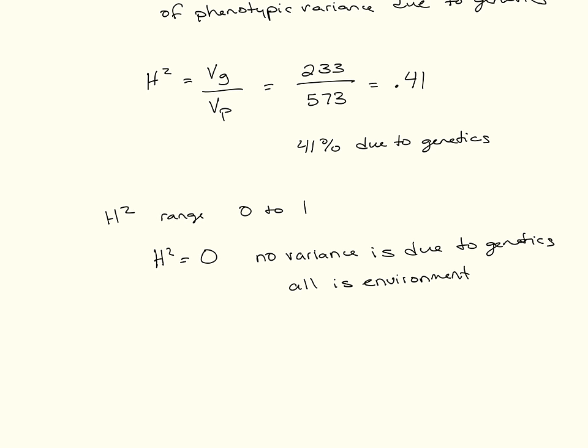And then conversely, if H2 is equal to 1, that means that all of the variance is due to genetics. So it wouldn't matter what the environment is like. If you inherit that gene, you're going to have that phenotypic expression. An example of this is hair color in humans. So it doesn't really matter what your birth experience is like. It doesn't matter what your early childhood development is like. Your hair color is determined by your genes. And if you inherit the gene for black hair, you're going to have black hair no matter what.